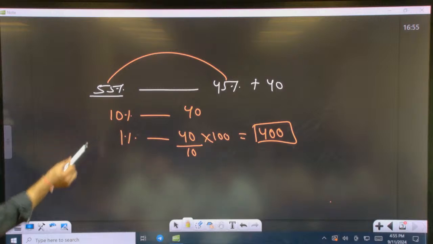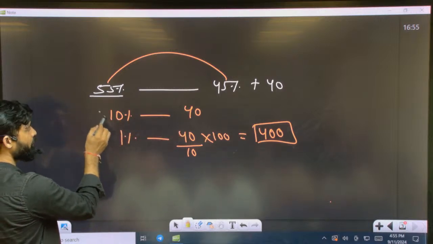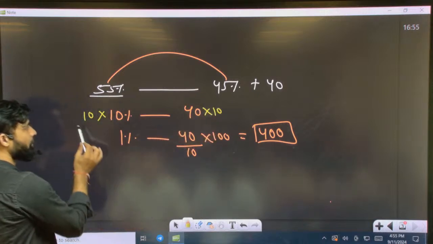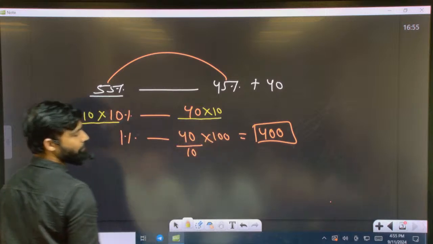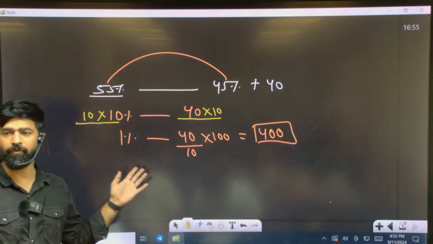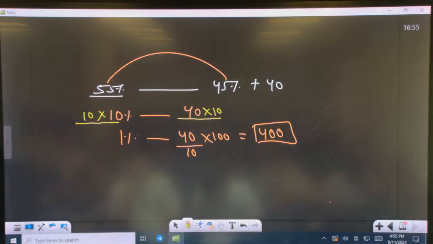Or we could have multiplied it directly, like 10% equals 40. I can multiply here by 10 and multiply here by 10. 100% is 400, because both the numbers are in ratio. But if you don't want to go this way, then find the value of that 1% and after that the value of 100%. Any problem? Write the next question.